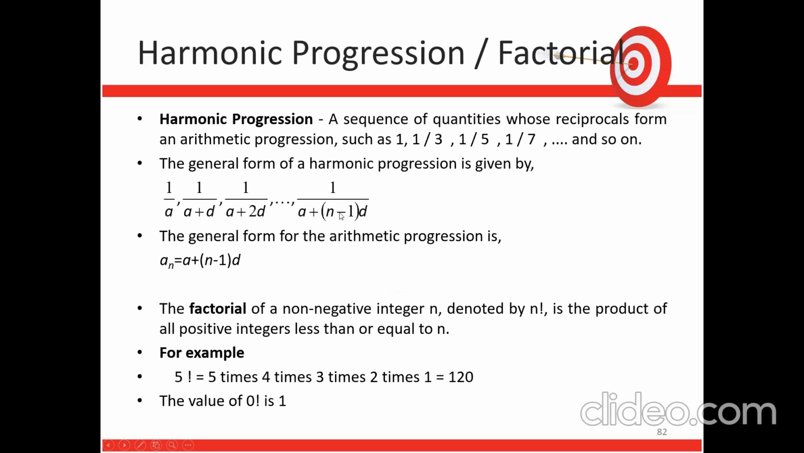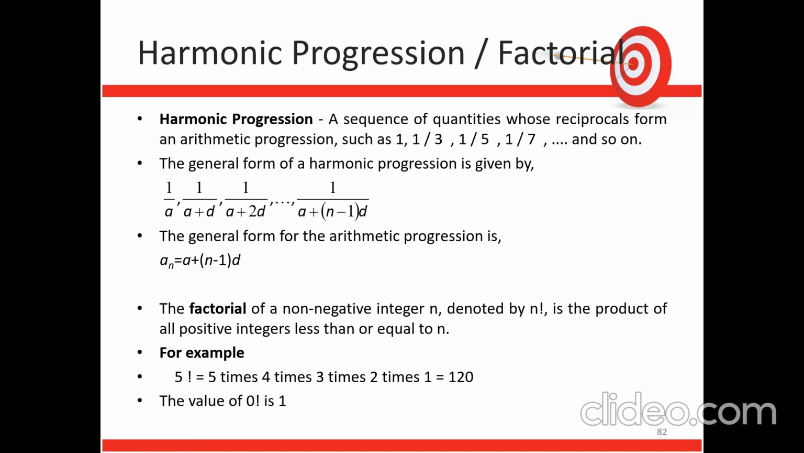Next, harmonic progression, factorial. So harmonic progression is a sequence of quantities whose reciprocals form an arithmetic progression. That's 1, 1/3, 1/5, 1/7. Its progression is 1, 3, 5, 7. That's arithmetic, okay? So the general form of harmonic progression is given by 1 over a, 1 over a plus d, 1 over a plus 2d, and so on, 1 over a plus n minus 1 d.